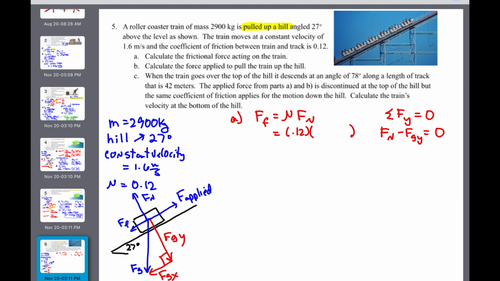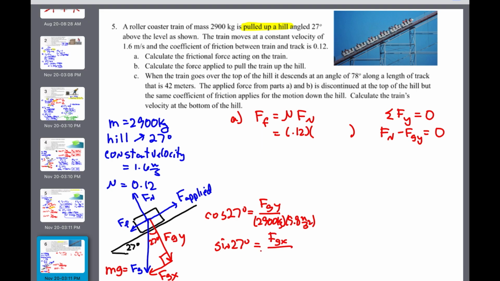Fgx and Fgy. Again, the weight is the hypotenuse of your right triangle, using a cosine to calculate the adjacent side, which is the y component, and then a sine to calculate the opposite side, which is the x component.